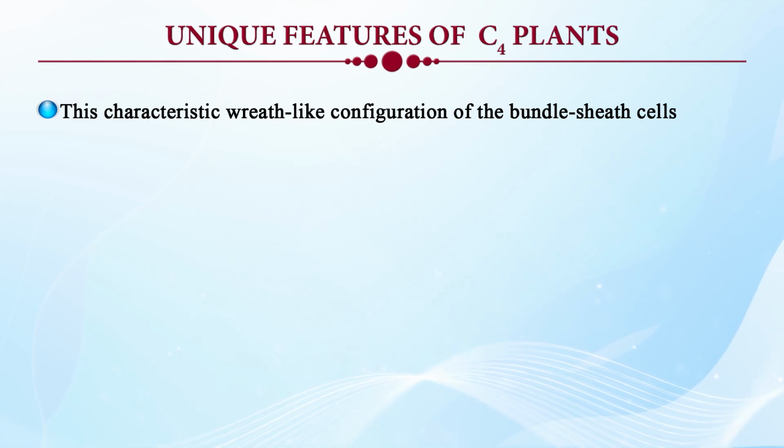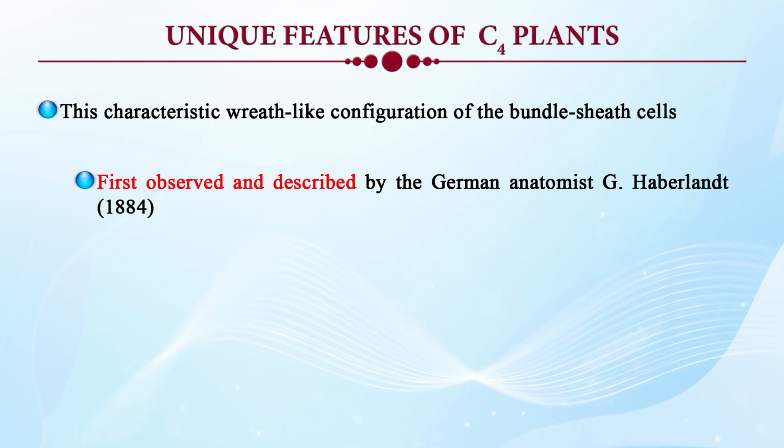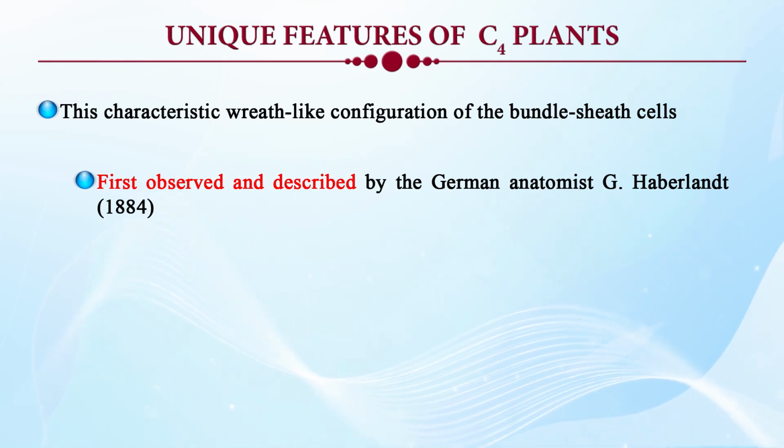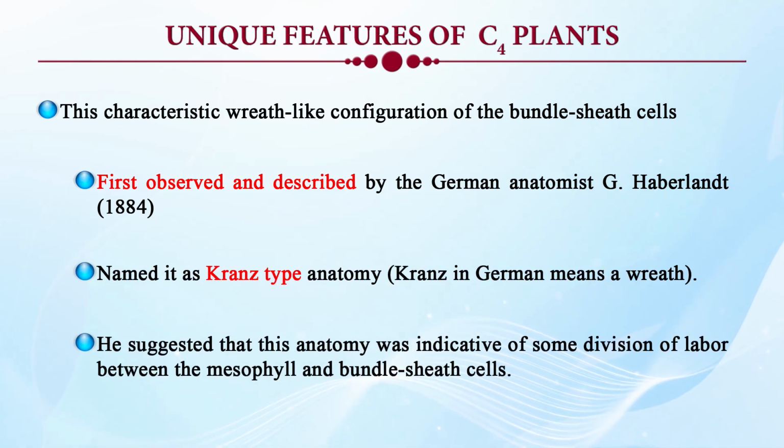Incidentally, this structure was first observed by none other than the famous German biologist Haberlandt in 1884, and he said that if there is such an anatomy, definitely there must be some division of labor between the mesophyll cells and the bundle sheath cells. So, they must be performing different functions, and his prophecy came true, because if you look at the anatomy of a C4 leaf, even the plastids are of two types. We call them dimorphic plastids.